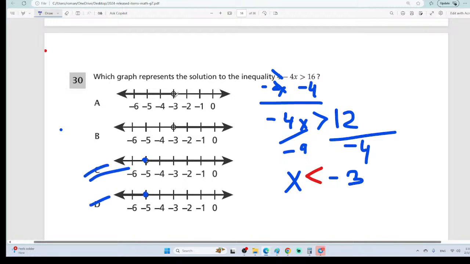So -3, -3. In this case, x is greater than -3 because these numbers are greater than -3. That doesn't work for us because ours is x is less than -3. Less is that way. These numbers are less than -3. That's why it's A.